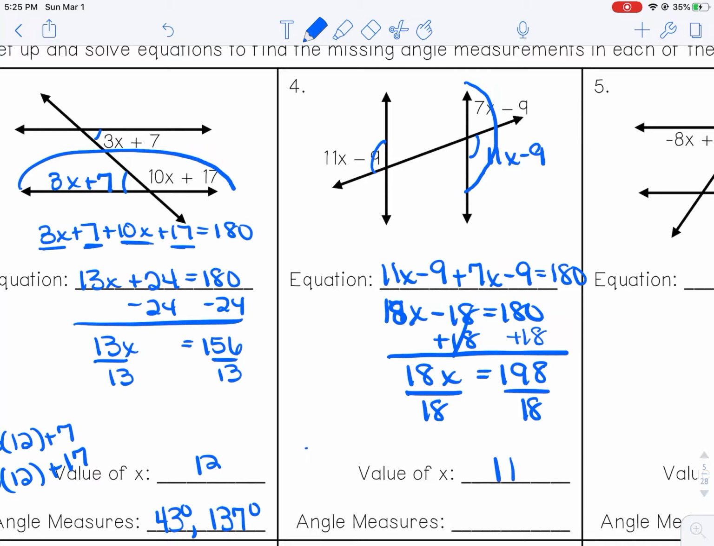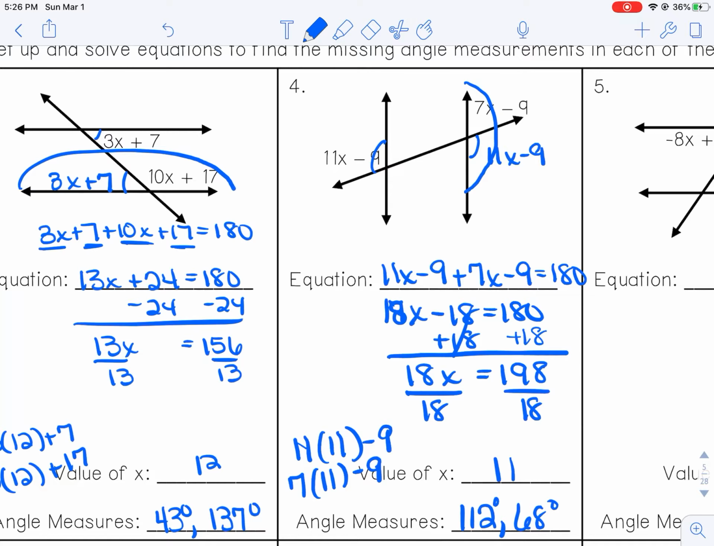Let's go ahead and plug in x. We have 11 times x, which is 11, minus 9. The second one is 7 times x, which is 11, minus 9. So 11 times 11 minus 9 is equal to 112 degrees. Okay, 7 times 11 is 77, minus 9 gives us 68 degrees.